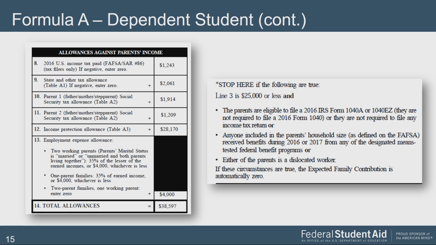So now we have the income protection allowance, which is based on table A3, which is in the hand calc EFC guide. And that income protection allowance, Kira mentioned it earlier, is an acknowledgement of the living expenses for the family members who are not going to college and living expenses for the child or children who are going to college but only for 3 months, right?